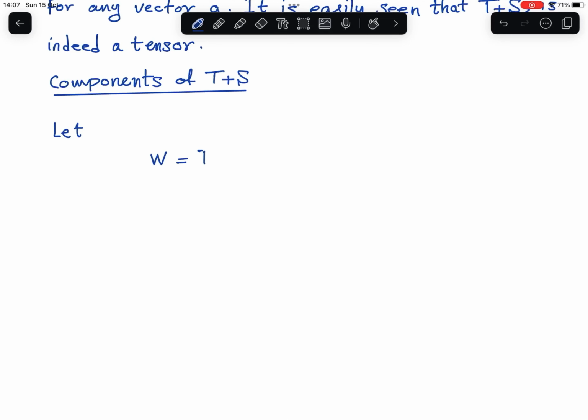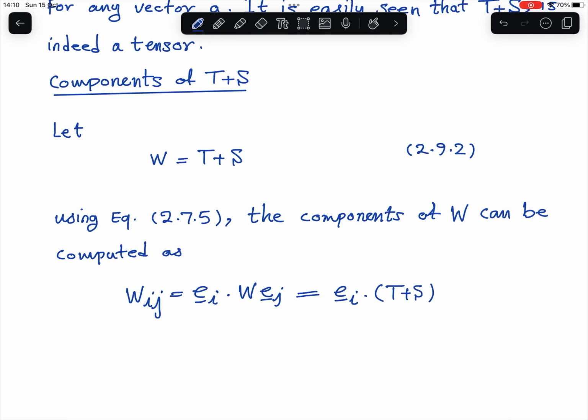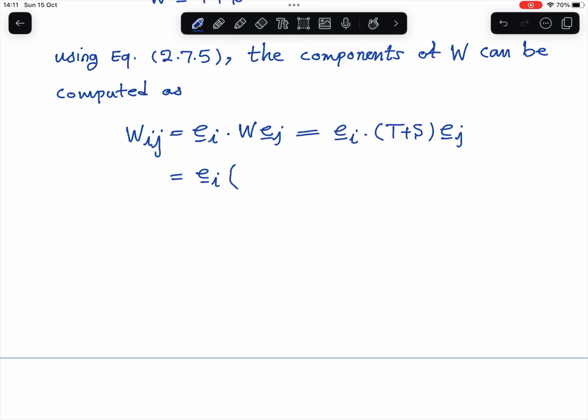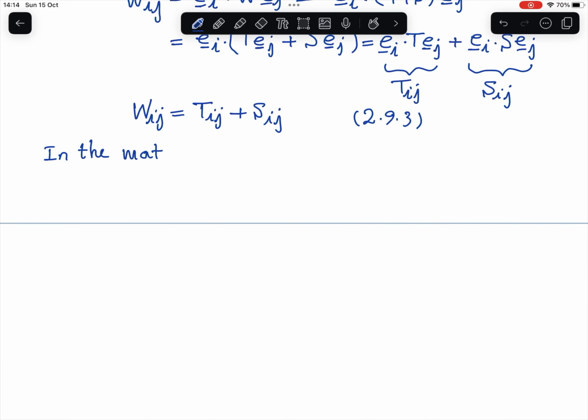Let W equals T plus S. Using equation 275, the components of W can be computed as Wij equals Ei dot Wej. We replace W with T plus S. We distribute T plus S into ej, and then Tej plus Sej into Ei. Ei dot Tej equals Tij, and Ei dot Sej equals Sij. Therefore, Wij equals Tij plus Sij. Also, we can write it in the matrix notation.